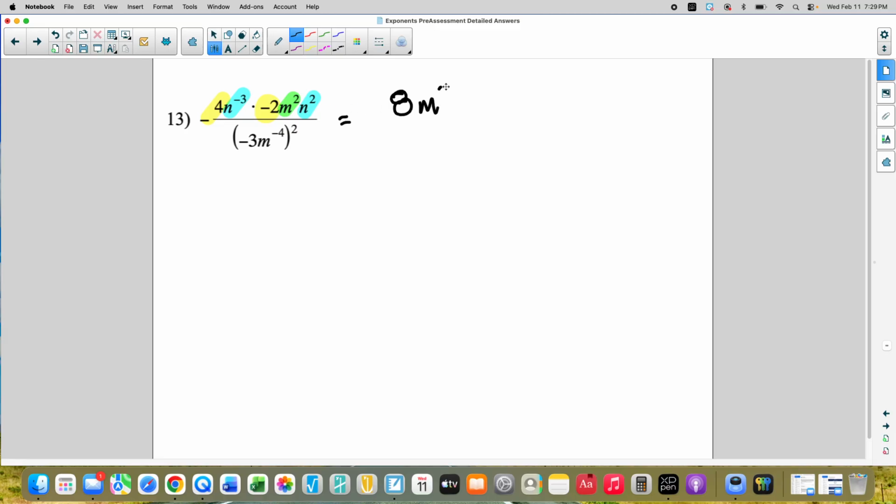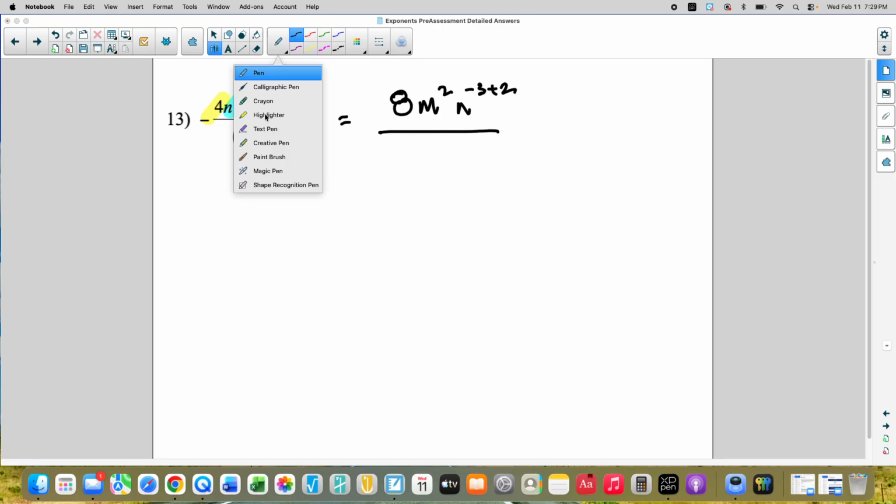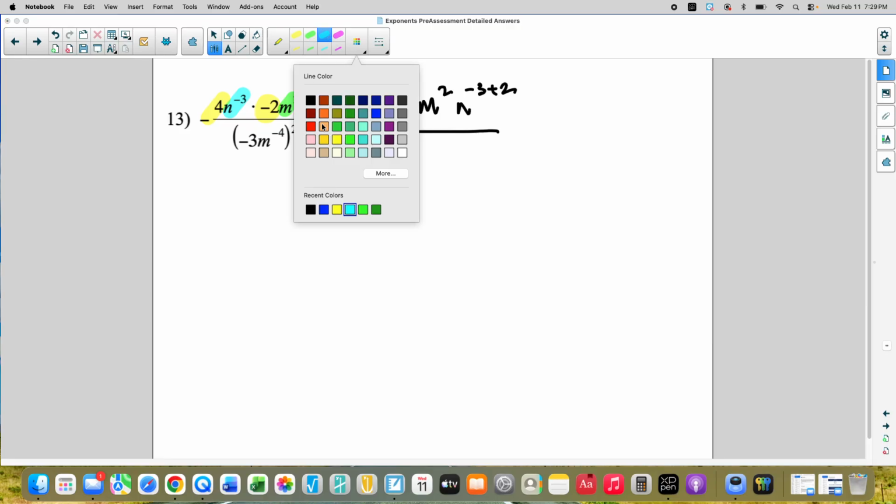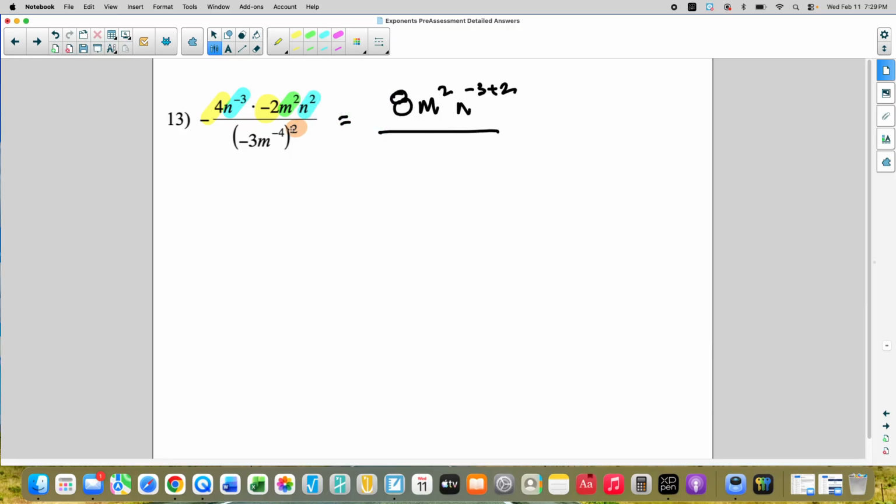So negative 4 times negative 2 is 8. We have m squared, and then we have n to the negative 3 plus 2 all over, and let's do 2. We can get sophisticated and advanced. We can get a little sassy. So let's distribute this while we're working, saving ourselves time. So this is negative 3 squared. This is m to the negative 4 times 2. So we have 8 m squared n to the negative 1 over negative 3 times negative 3.